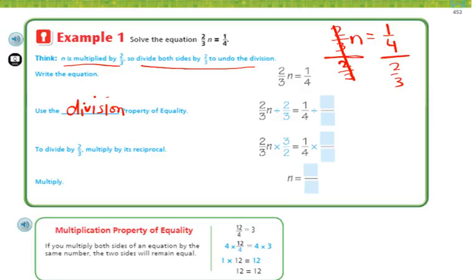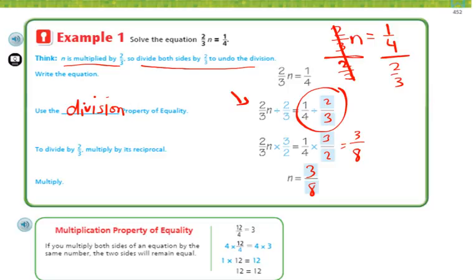So now I have, back down here, please. We have 2/3 n divided by 2/3 on that side. I'm going to divide by 2/3 on this side. We're going to keep change flip to take care of this division here. And when we do that, we really get 1/4 times 3/2. Because we get 3/8, so really we get n equals 3/8.